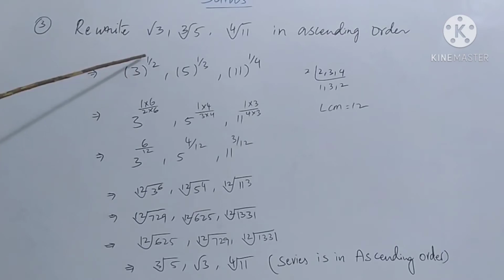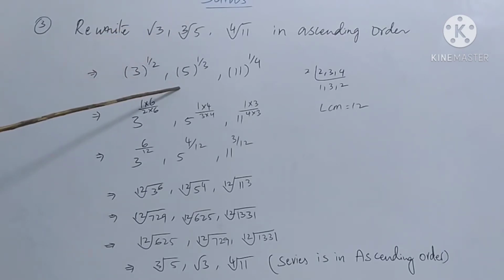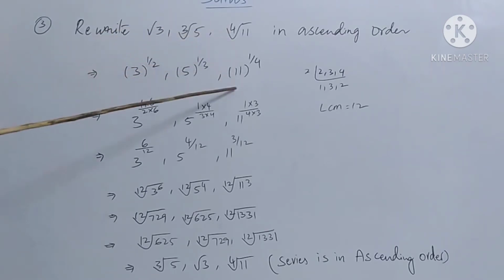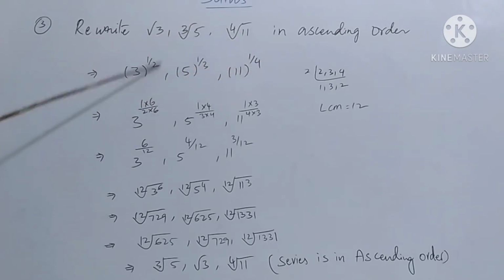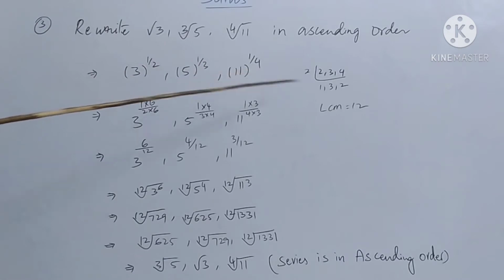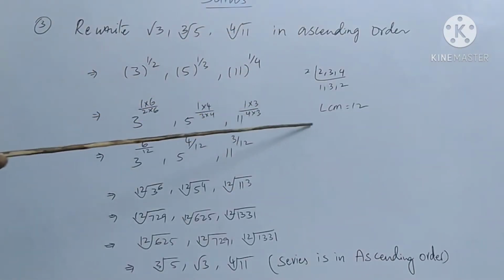Root 3 means 3 to the power of 1 by 2. Cube root of 5 means 5 to the power of 1 by 3. 4th root means 11 to the power of 1 by 4. So the denominators are 2, 3, 4. The LCM of these denominators is 12.